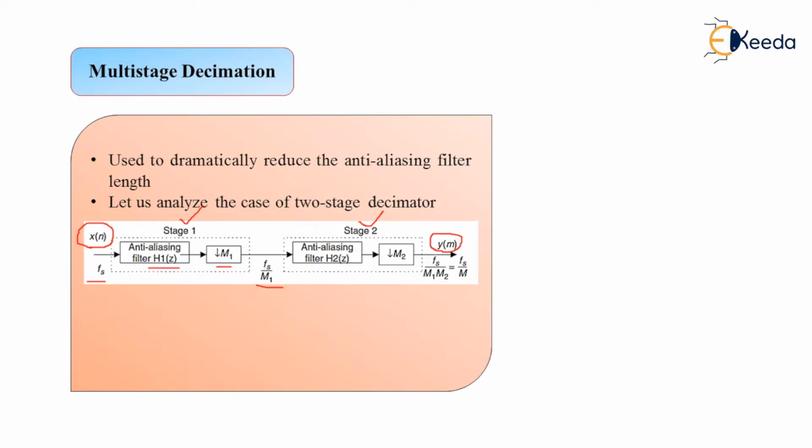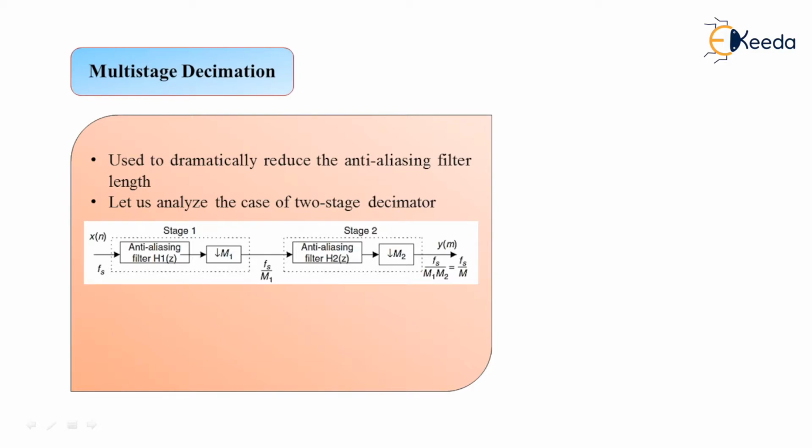Next we follow stage 2. In stage 2 we have another anti-aliasing filter with the transfer function denoted H2 of z, whereas M2 is the decimation factor here. The overall effect on the sampling rate is fs divided by the multiplication of M1 from the first stage and M2 from the second stage. In general, we can denote it as fs divided by capital M.